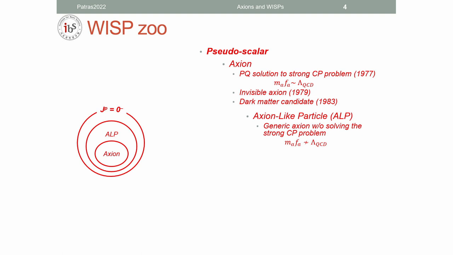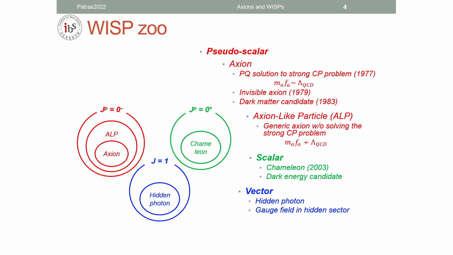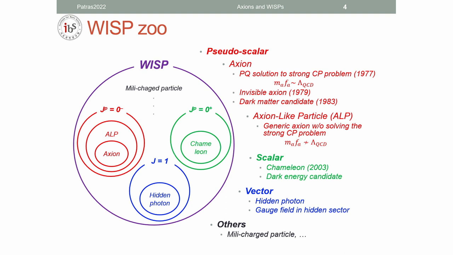Those are categorized as pseudo-scalar particles. On the other hand, we have a scalar particle with even parity. One of the good examples is the chameleon, which we believe is responsible for the expansion of the universe. And then there are vector-like particles. The hidden photon is a good example too. This one basically plays two roles. One is the gauge mediator in the hidden sector, and the other is dark matter itself. And then there is another type of particle, millicharged particles or sterile neutrinos or whatever. Those basically belong to the WISP category.